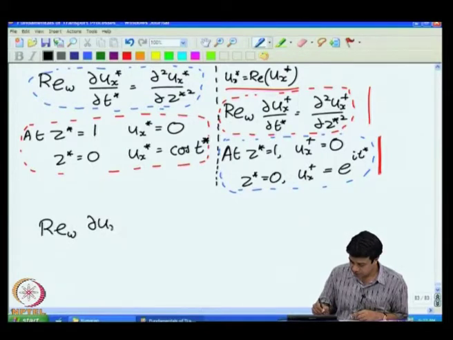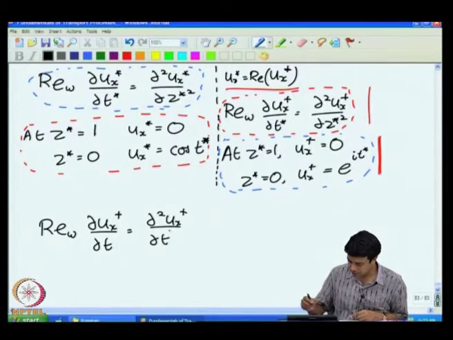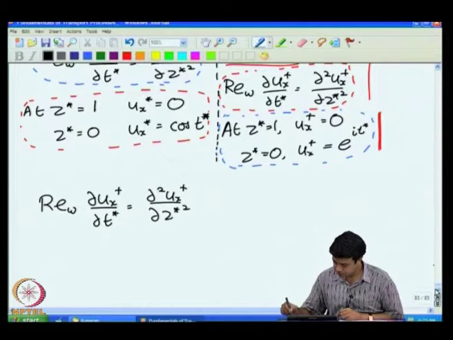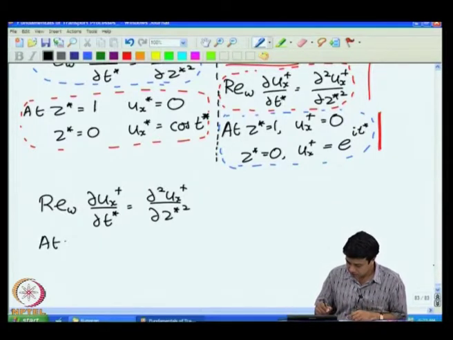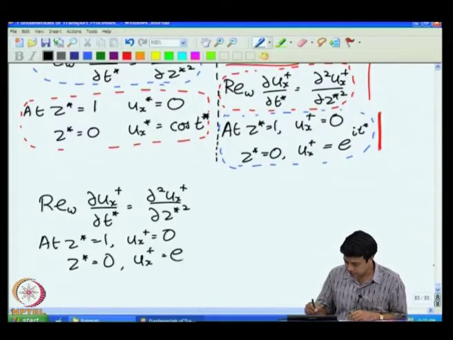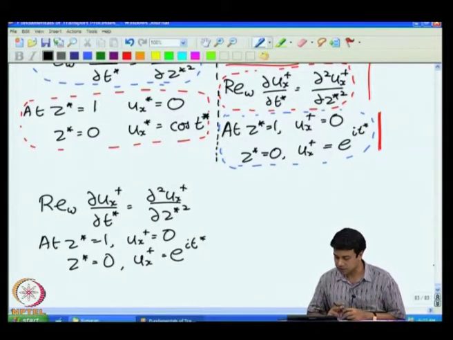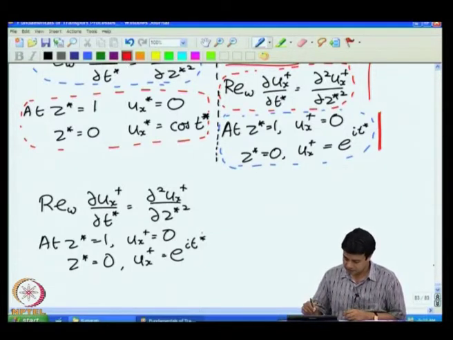Re omega d u x plus by dt is equal to d square u x plus by dz square, with boundary conditions at z star equal to 1, u x plus is equal to 0, and at z star equal to 0, u x plus is equal to e power I t star. Now, the partial differential equation is linear in u x plus, and it is driven by an oscillatory driving at the wall.